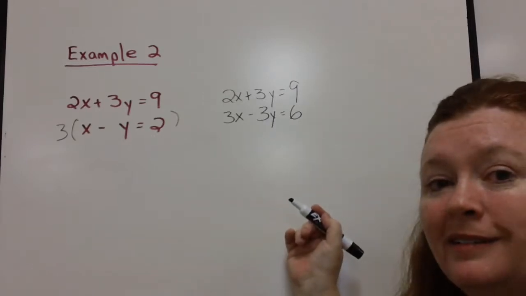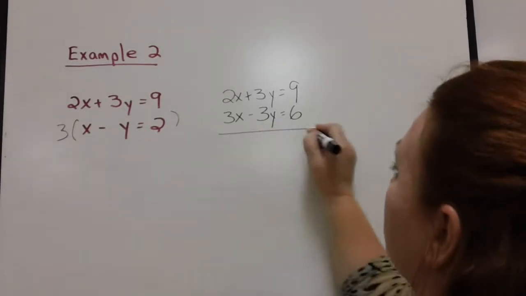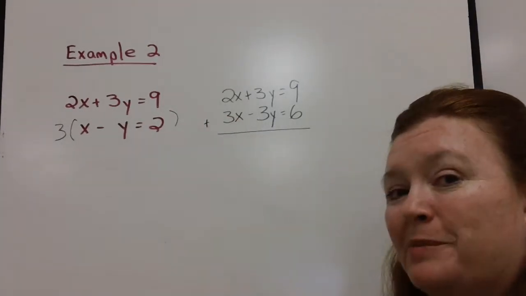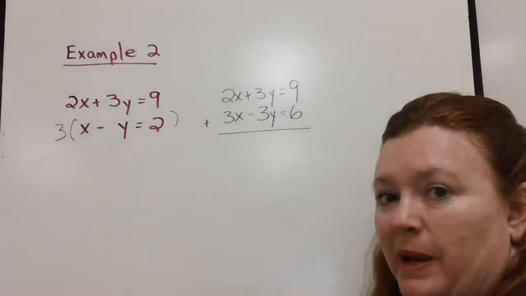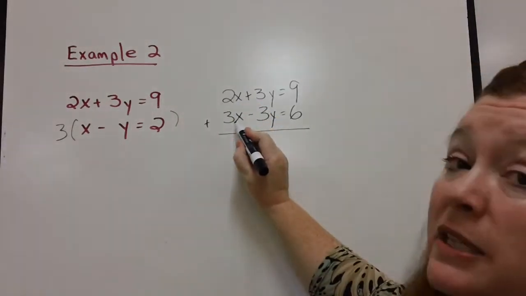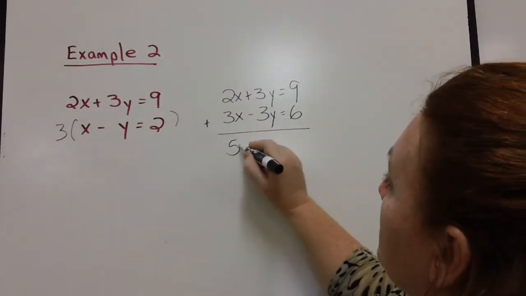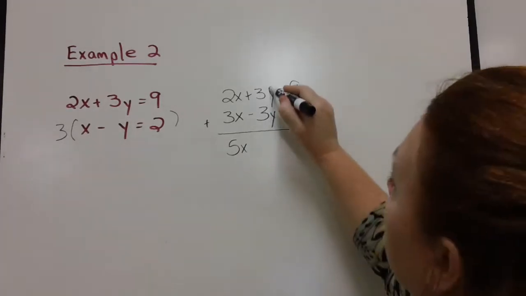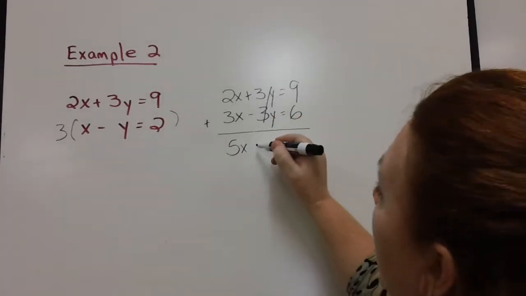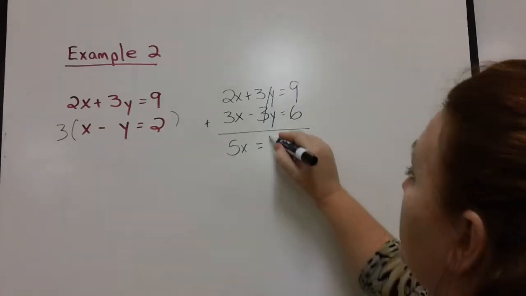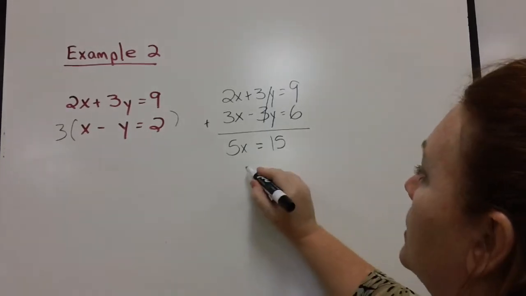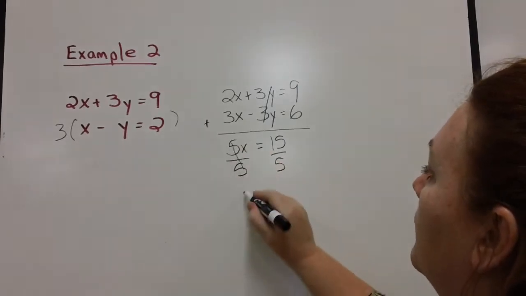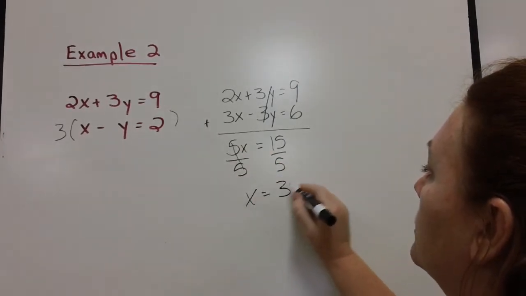Now look, I can add the equations, and the y's will add up to 0. That was my goal. So 2x plus 3x is 5x, kind of like the last one. 3y minus 3y is 0. 9 plus 6 is 15. And I find when I divide both sides by 5 that x equals 3.